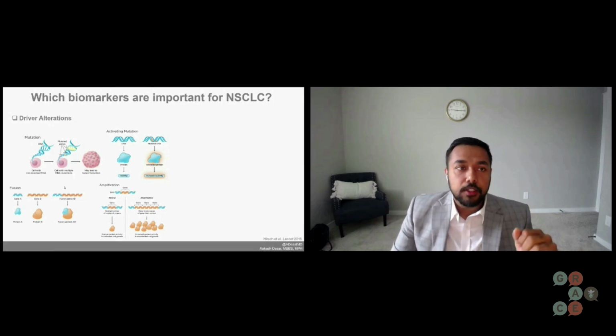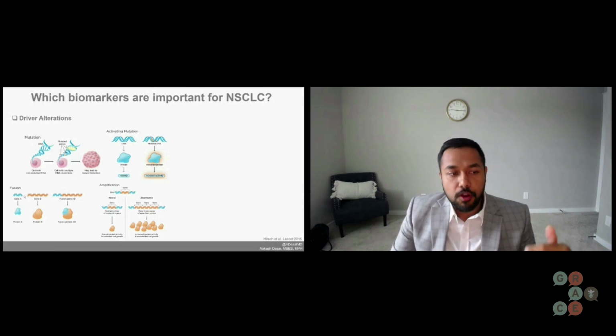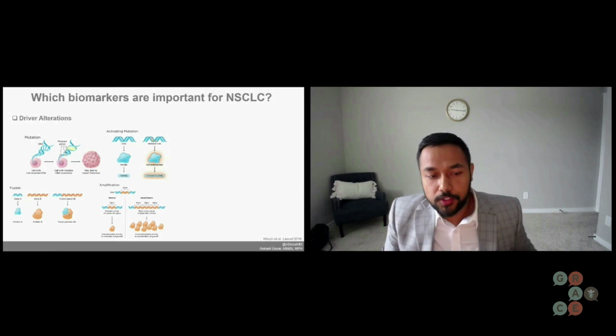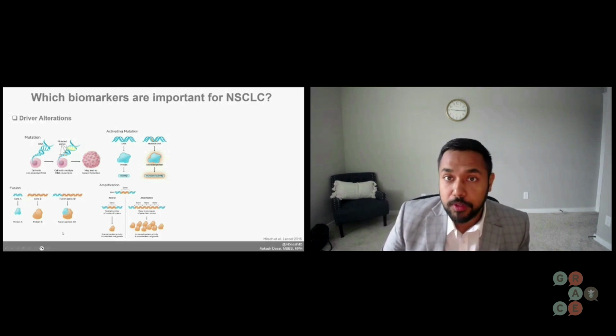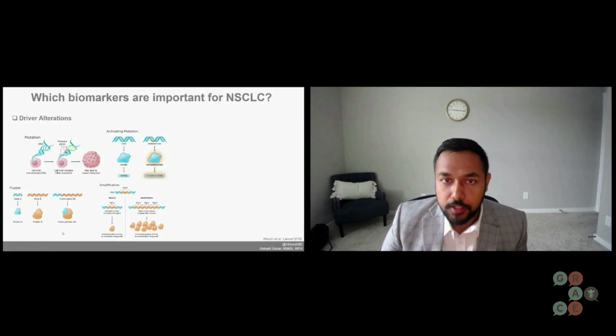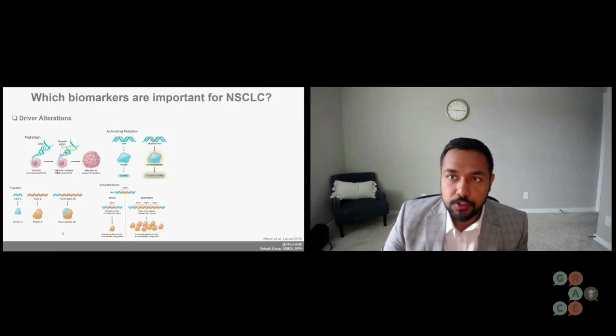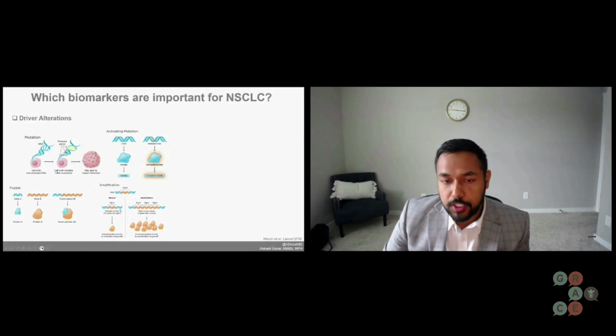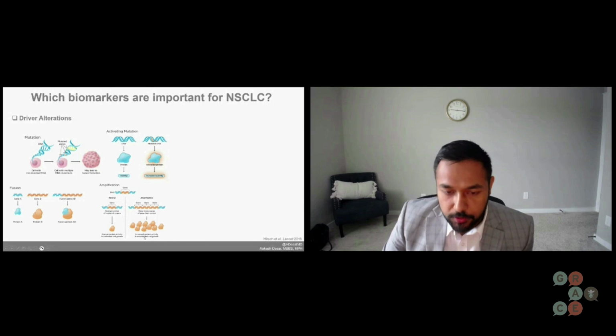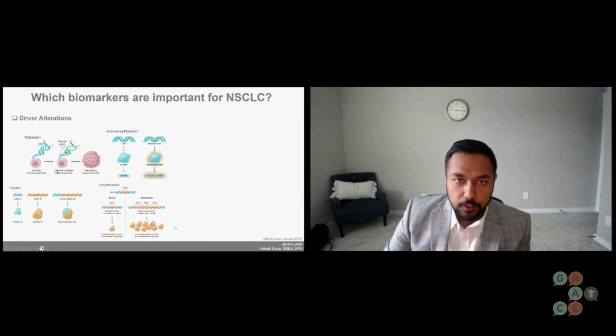The other variety of driver alteration is fusions, essentially leading to fusion of one gene to another, causing a fusion protein, which can drive tumor growth. This is what we find in ALK and ROS and RET, some of the fusion-driven non-small cell lung cancers. And finally, there may also be gene amplifications, where a gene may have many more copies than normal, leading to increased protein activity and uncontrolled cell growth.